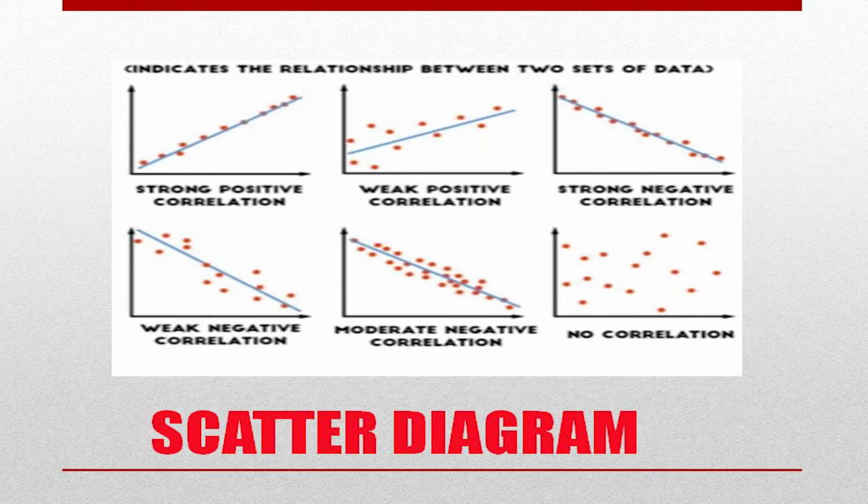Diagram 3 represents strong negative correlation, the fourth one is weak negative correlation, and the fifth one is moderate negative correlation. Finally, we observe the last diagram. We cannot come to a conclusion whether it is positive or negative. This indicates that there is no relationship between the two variables.